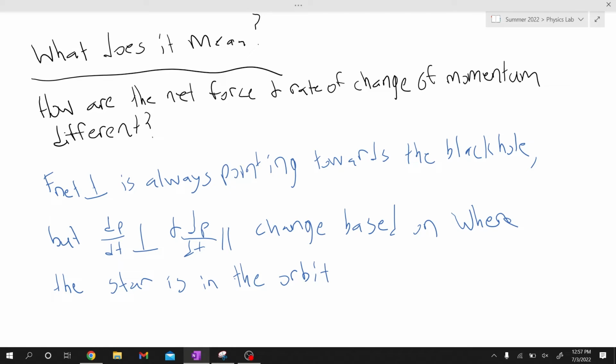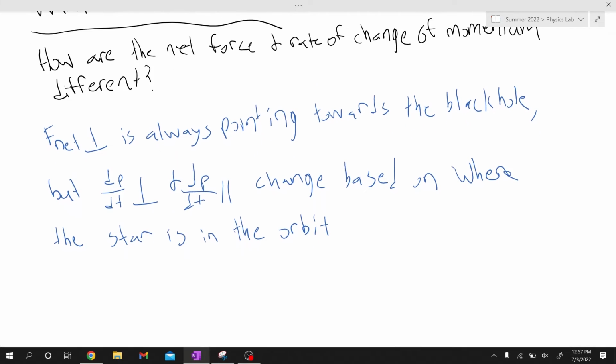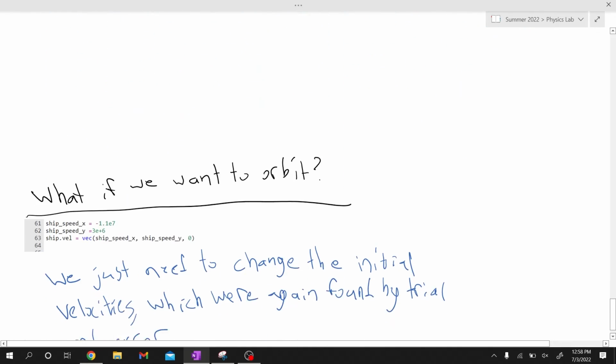So what does this mean? How are the net force and rate of change of momentum different? Well, the force net perpendicular component is always pointing towards the black hole, no matter where the star is in its orbit from part 1. But the change in momentum for the perpendicular and parallel components change based on where the star is. As the star is moving away from the black hole, the momentum starts to point away from it. But as it gets closer to the black hole, the momentum starts to point towards the black hole.